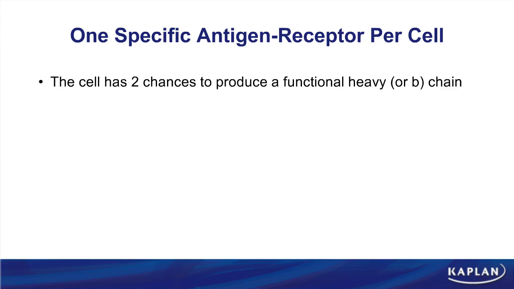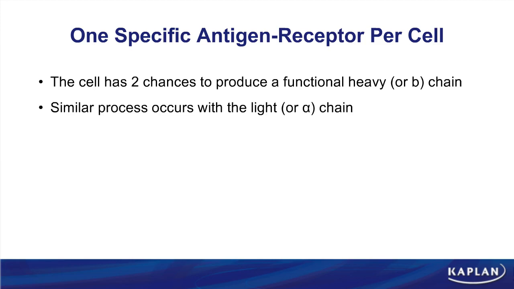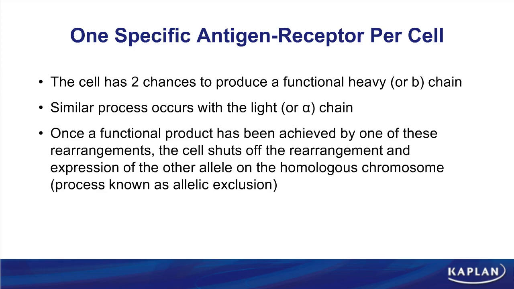We have a very similar process that occurs with the light chain. We have to remember, for both the B cell receptor and the T cell receptor, we have a heavy chain, or in the T cell we call it a beta chain, and we have a light chain, or in the T cell we call it the alpha chain. Those all come together to create the receptors. Once we do get a functional receptor, the cell shuts off rearrangement on the other allele, and we call that allelic exclusion, right?